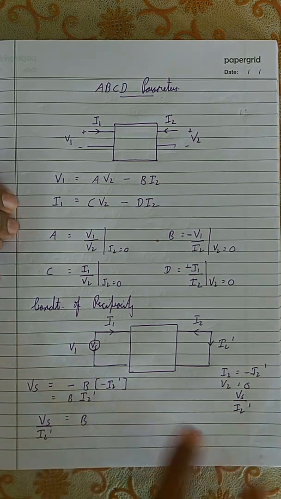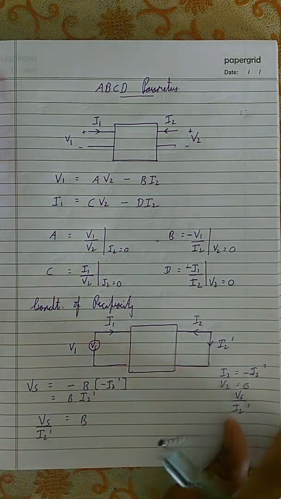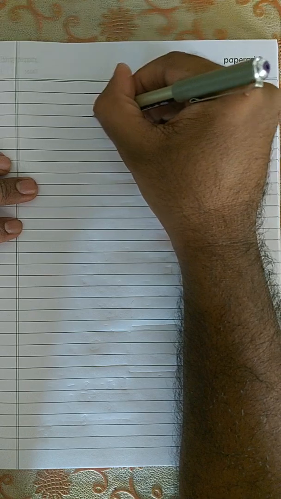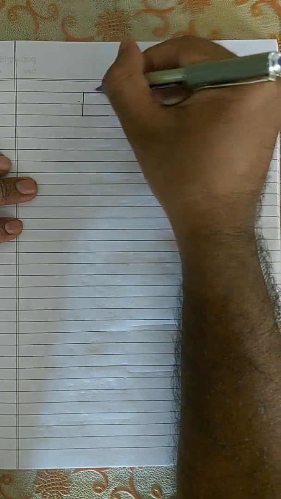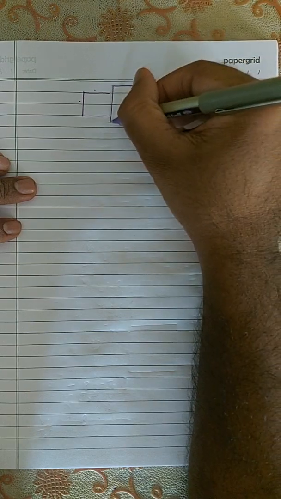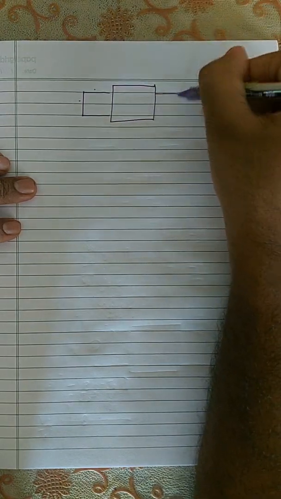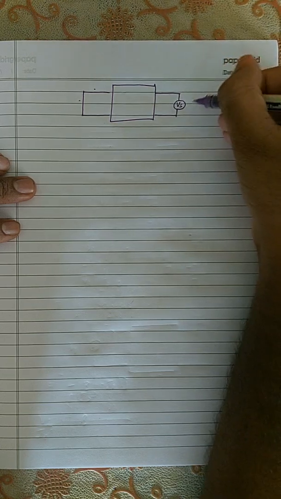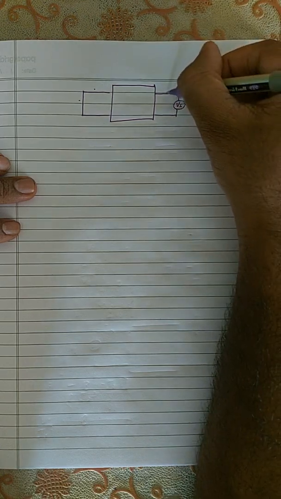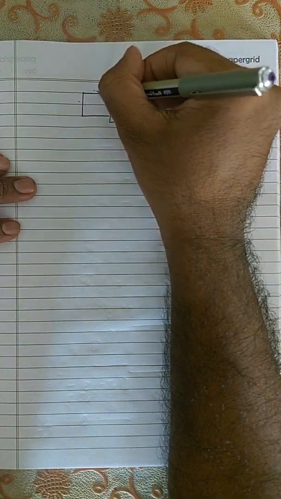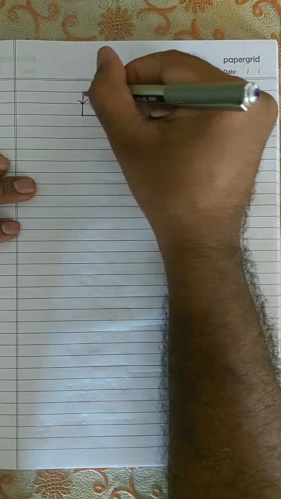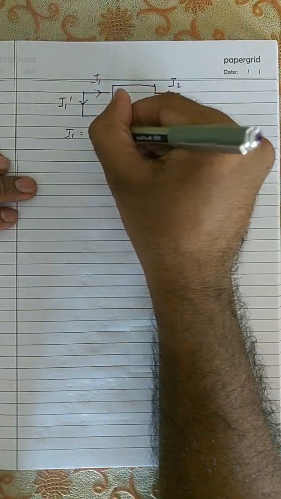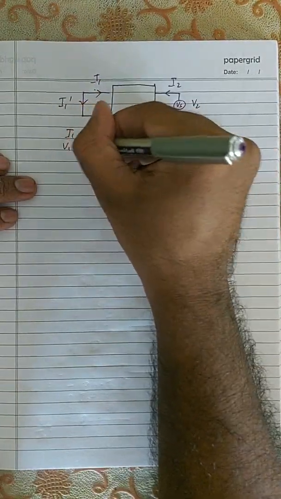So this is the ratio of the excitation to response in the first case. Now in the second case, I'm going to reverse the position of the excitation and the response. So the circuit will become like this. That is, the response will be over here, and the excitation will be over here. So this is Vs, which means V2 is equal to Vs, and this is I2, this is I1, and this is the response, I1 dash. Here I1 is equal to minus I1 dash, and what else do we have? Yes, V1 is equal to 0.